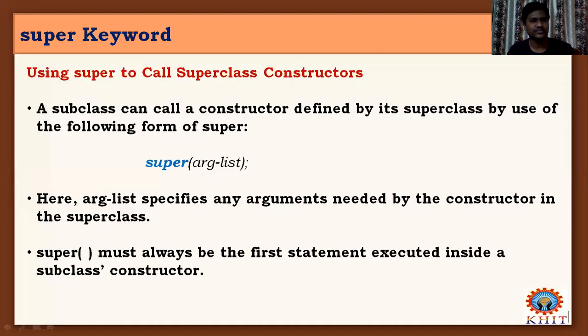Coming to the first use of the super keyword: one of the uses of the super keyword is to call superclass constructors. So how is it going to work? A subclass can call a constructor defined by its superclass by use of the following form of super. This is the first form of the super keyword.